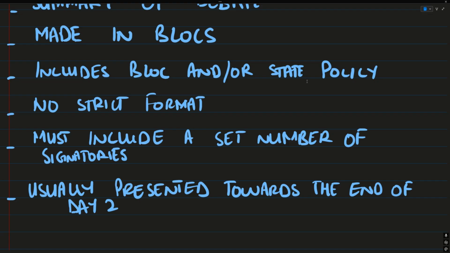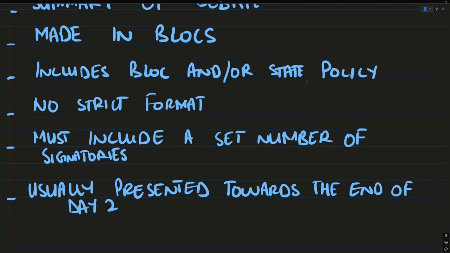You can have 15, 20, you can have even 45, 46, 47 delegates for that matter. So it is usually presented towards the end of day two. This is the typical time for the dais to ask you for a working paper. Usually in the last session as well. For Pakistan, it's usually 5 p.m. or 6 p.m. when we do ask for working papers.